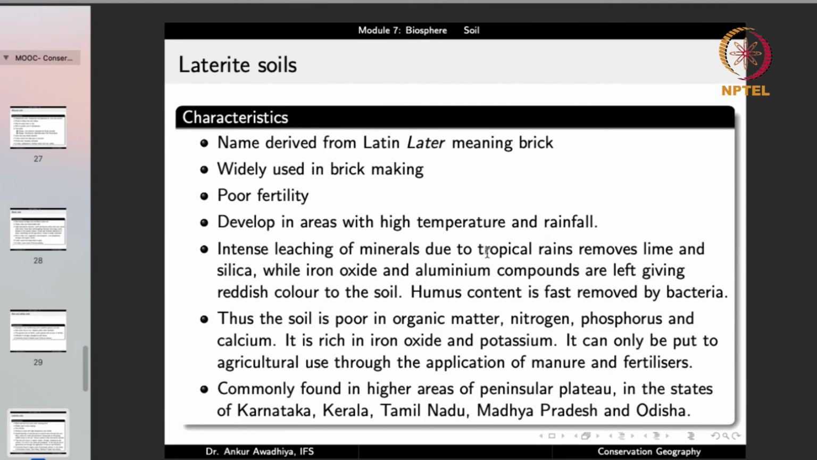Humus content is quickly removed by bacteria because they are found in areas with high temperature and rainfall. So any humus is very quickly degraded. So they are poor in humus. So they are poor in organic matter, nitrogen, phosphorus, and calcium. They are rich in iron oxide and potassium and can be put to agricultural use through application of manure and fertilizers, that is by fulfilling the deficiencies. They are commonly found in higher areas of the peninsular plateau in the states of Karnataka, Kerala, Tamil Nadu, Madhya Pradesh, and Odisha. That is all the areas that have high temperature and rainfall.